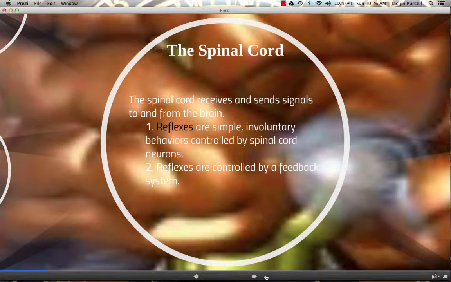The spinal cord. The spinal cord receives and sends signals to and from the brain. Reflexes are simple, involuntary behaviors controlled by spinal cord neurons without requiring instructions from the brain. Reflexes are controlled by a feedback system. Information about the consequences of an action goes back to the source of the action for further adjustment if necessary.